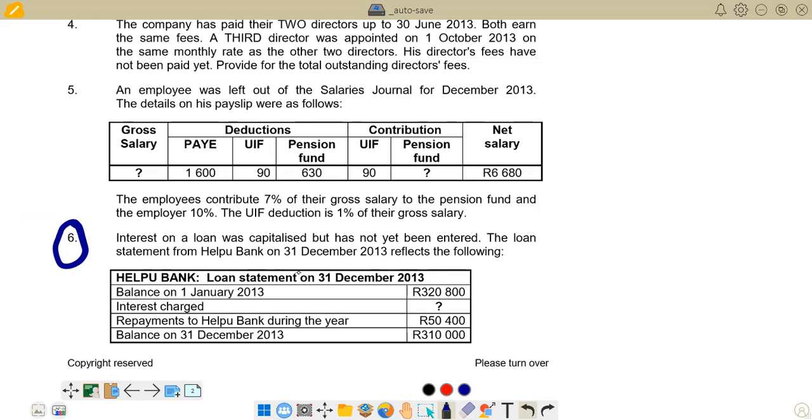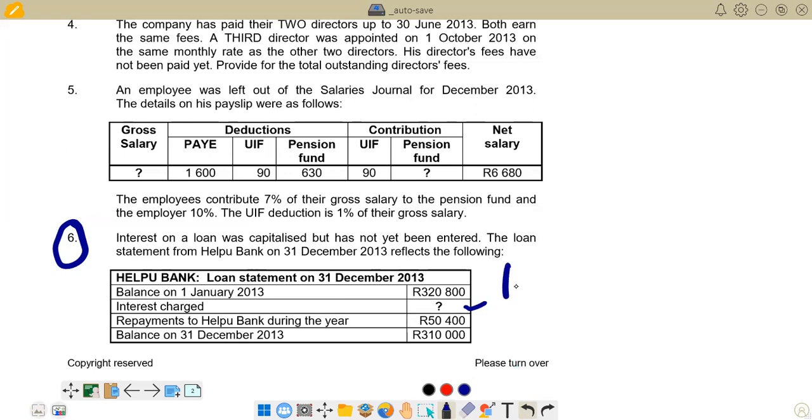So we have got a loan statement of Help Bank that we are given there. And then we've got the balance on 1 January 2013, and then we've got interest charged, which is a question mark, which means we have to find this interest charged. Then repayments to Help Bank during the year, and then we've got the balance at the end, which is on 31 December.